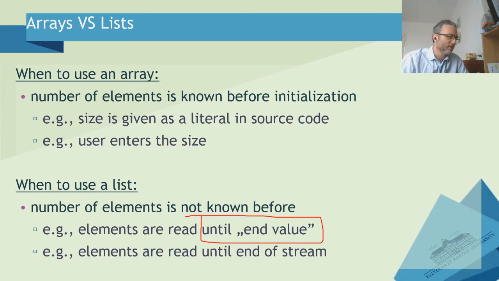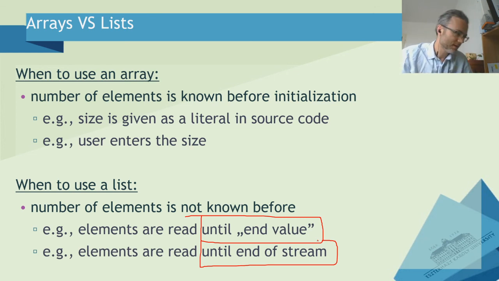Or even this is also possible. I just mentioned, you might go to Google after getting your degree. There you would read data from streams. Of course, you cannot tell in advance how many pieces of data you will read from a stream. So there you will definitely need to use a list.